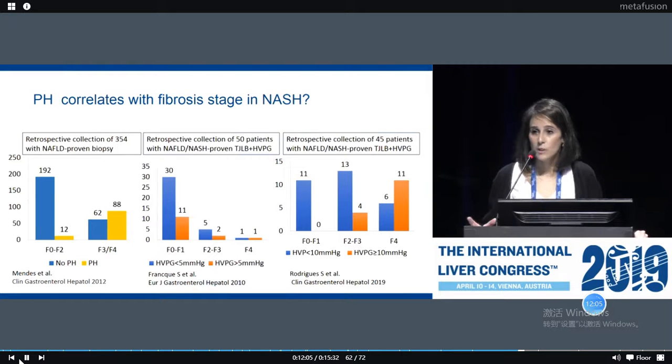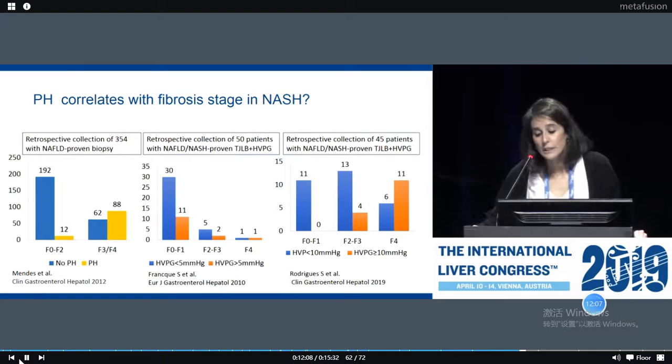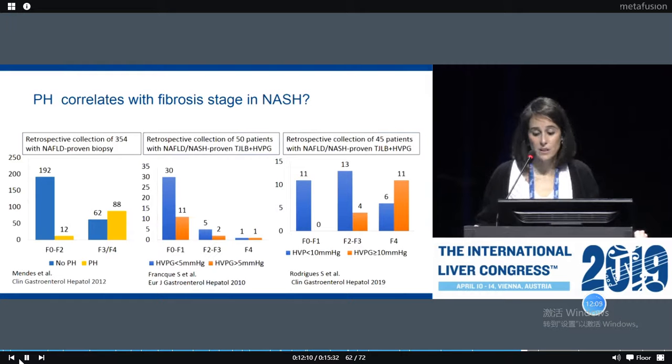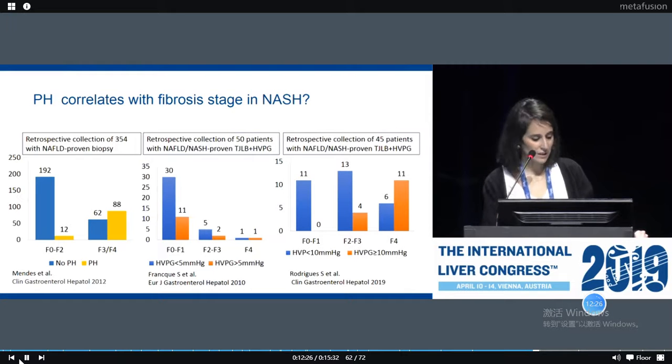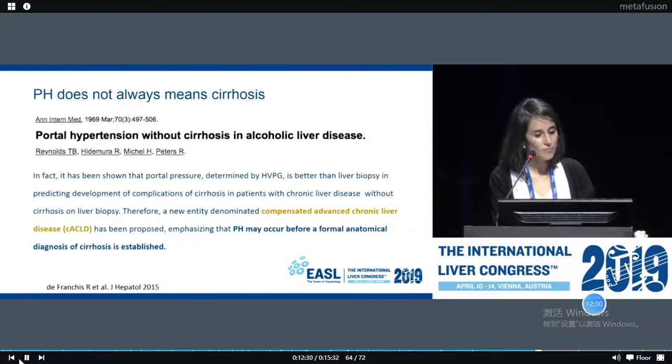And in the last one, coming from the group in Bern, they evaluated 45 patients, again with transjugular liver biopsy, and this time with HVPG equal to or more than 10, and in 4 out of 15 patients, they could not find cirrhosis in the liver biopsy despite having clinically significant portal hypertension.